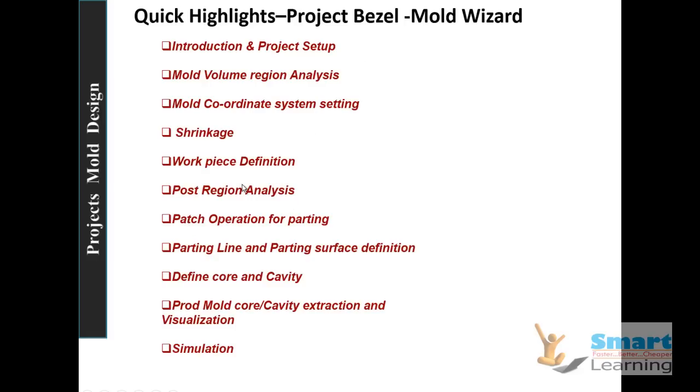And then we'll look into the parting line and parting surface definitions. And then we'll define the core and cavity and we'll extract it and we'll do all the visualizations out of your production model. And finally, we'll be doing the simulations. Let us look at this particular scenario in NX 8.5.